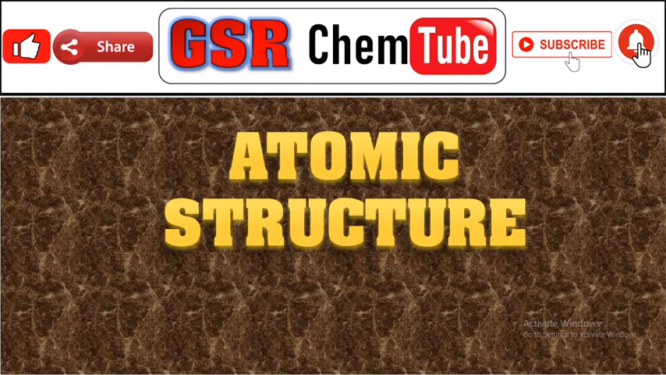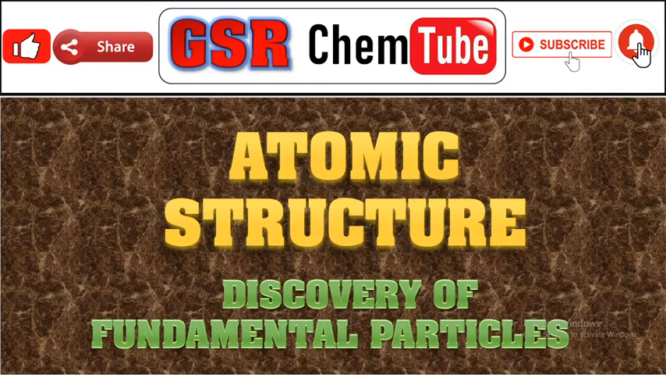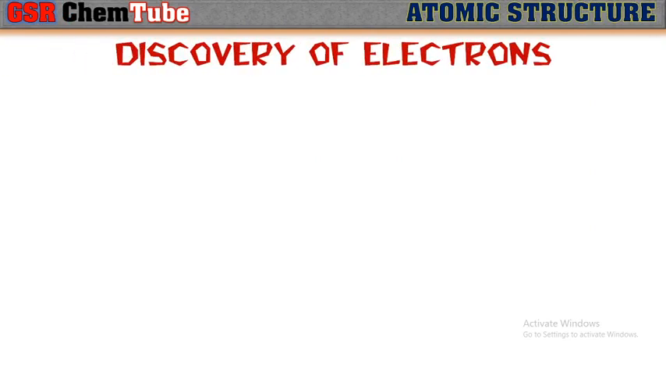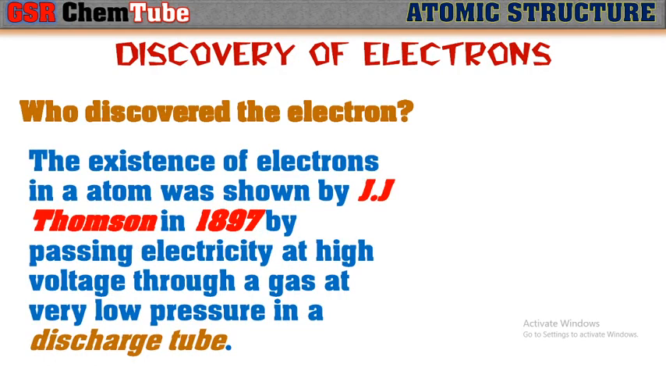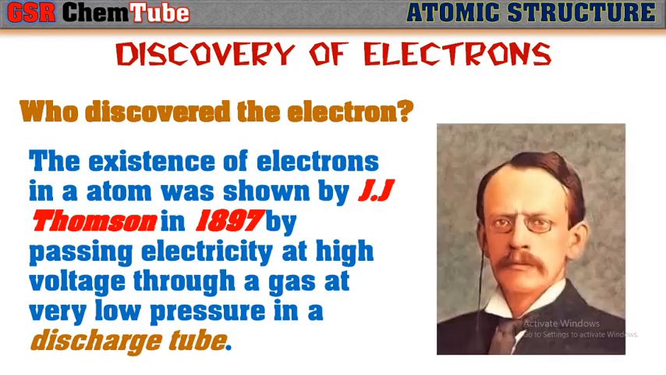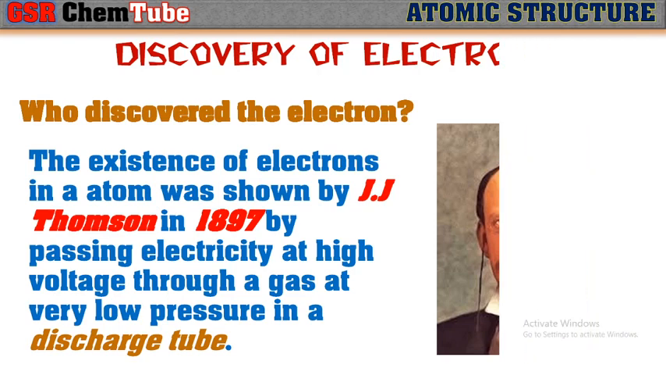Here we're going to discuss the atomic structure chapter, in that the discovery of fundamental particles. First let us see the discovery of electrons. Who discovered these electrons? The existence of electrons in an atom was first shown by J. Thomson in 1897 by passing electricity at a high voltage through a gas at a very low pressure in a discharge tube. Here, what is a discharge tube?